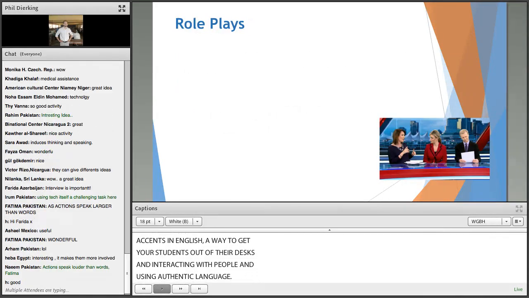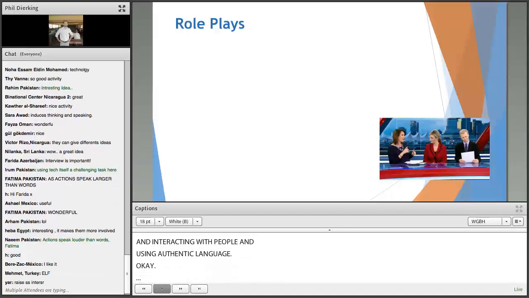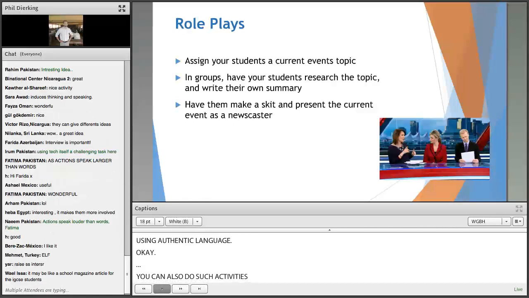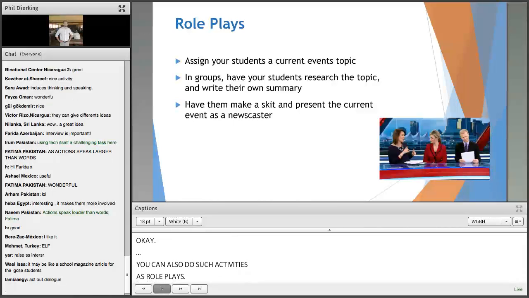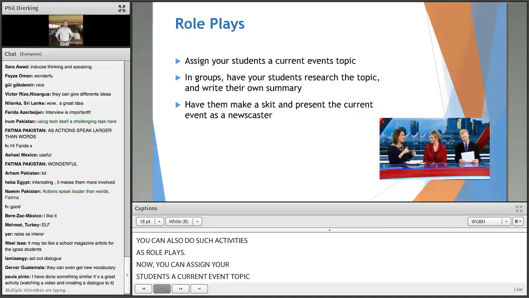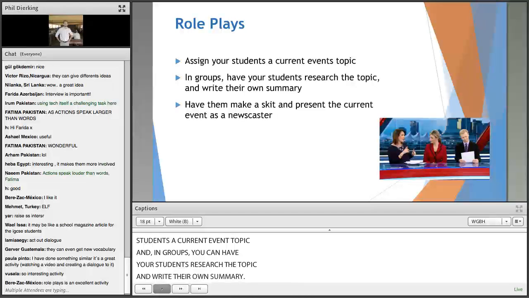You can also do such activities as role plays. Now, you can assign your students a current event topic, and in groups, you can have your students research the topic and write their own summary, and then you can have them make a skit and present the current events as a newscaster.